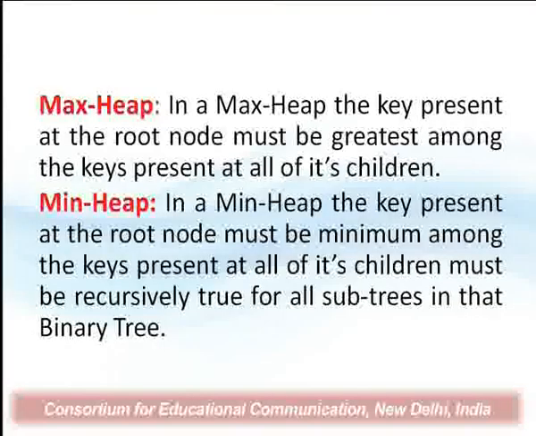In a max heap, the key present at the root node must be greatest among the keys present at all of its children, and this property must be recursively true for all the subtrees in that complete binary tree. Similarly, in a min heap, the key present at the root node must be minimum among the keys present at all of its children, and this property will be recursively true for all the subtrees in that binary tree.